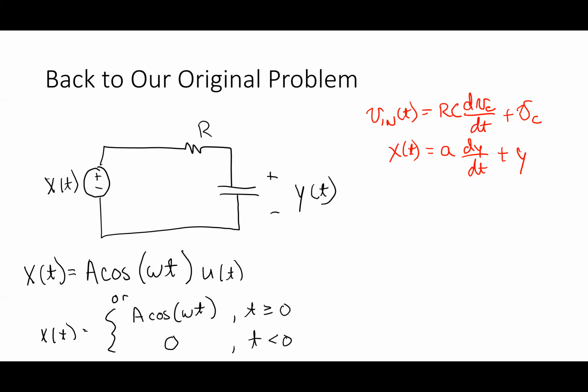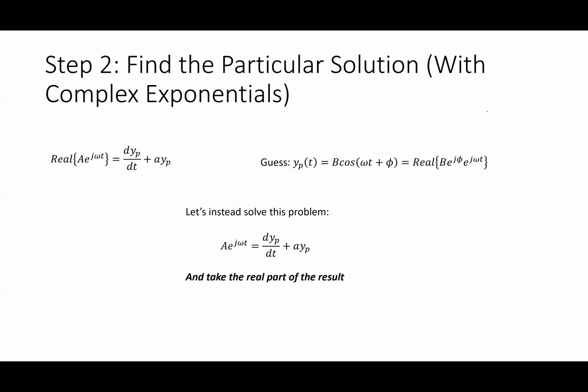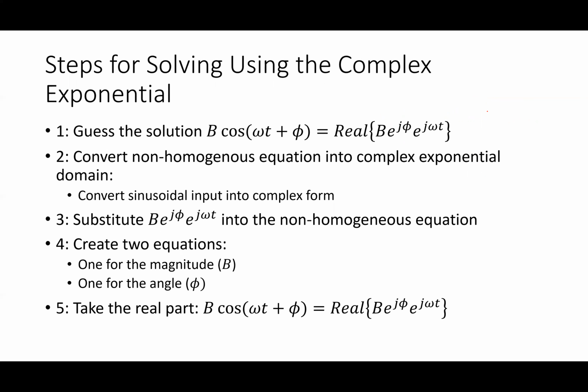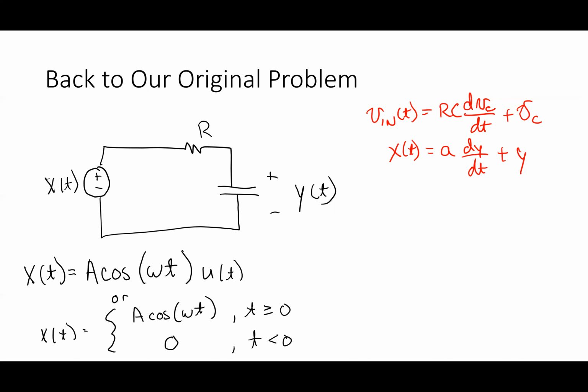So here's what we're going to do. We're going to go back to this original problem. I'm going to try to solve this again. I want to use complex exponentials. All right, so let's follow a basic approach. I've got basically 5 steps here that I'm going to walk through, which are pretty straightforward in general. I'm going to guess back to this original system, right? A cosine omega t u of t, same basic thing.